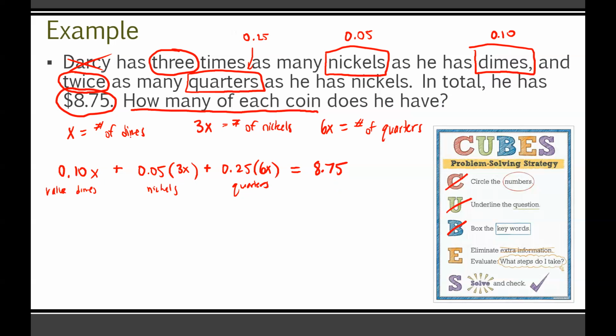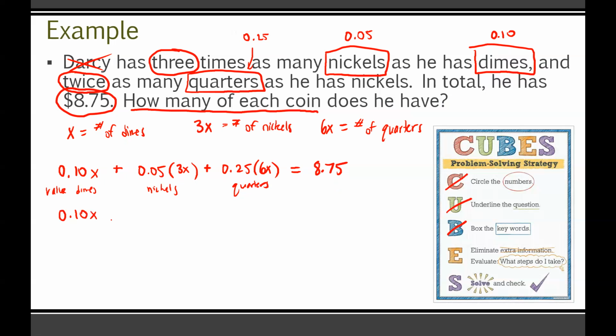Notice since we based everything off of dimes, we can now collect our like terms here. In other words, we can collect all of our x's together to get an expression just in terms of x. Now, 0.05 times 3x, that can be cleaned up here.